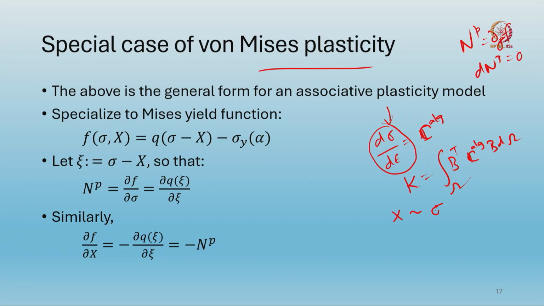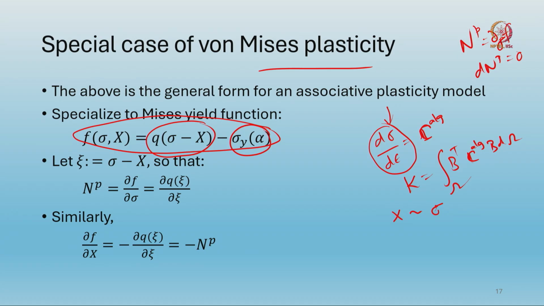Where the flow rule has this special form, let us take this form. There are other flow rules also possible. We have discussed several such flow rules. Let us take one of these forms, because we have to proceed with a specific form now. Now this is the equivalent stress Q, which is a function of sigma minus capital X. In this particular case, this capital X is basically the back stress. So basically it is the centered sigma. Q is a function of centered sigma, and sigma y alpha is the yield stress, which is a function of alpha.